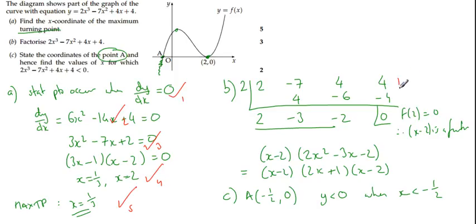For part B, 3 marks: 1 for setting up the factorization properly, 1 for getting your quotient and your divisor together, and then 1 for factorizing. And then in part C, 1 for the point, and then 1 for x is less than negative a half.